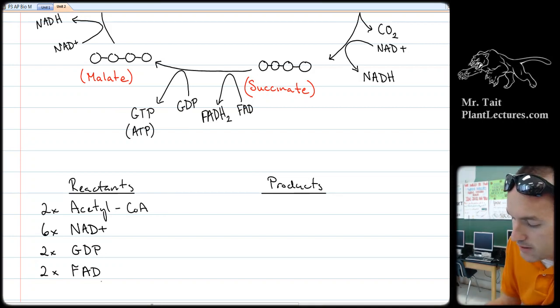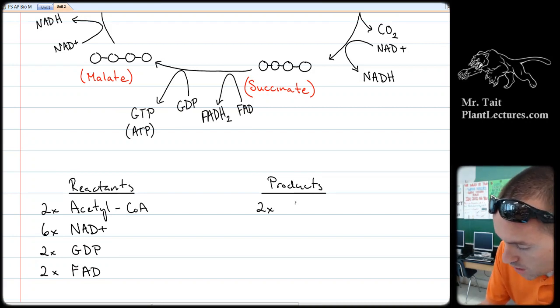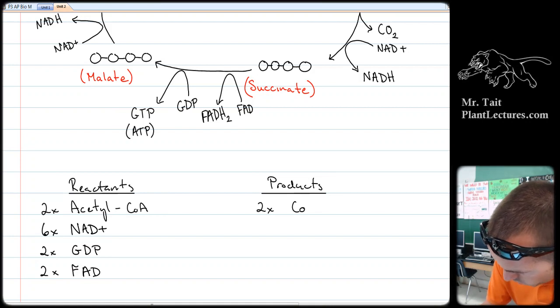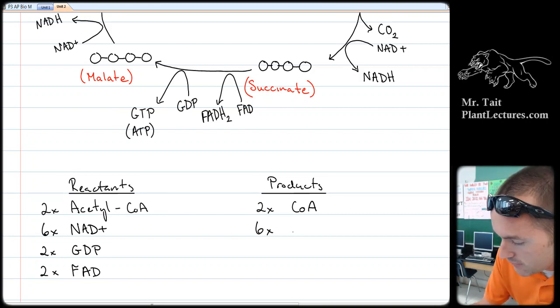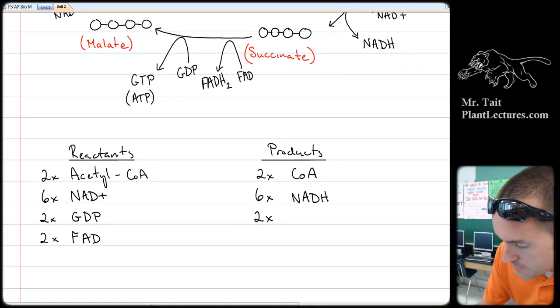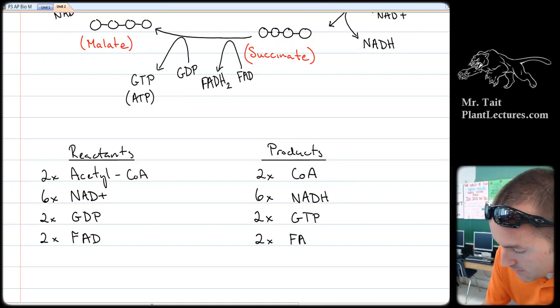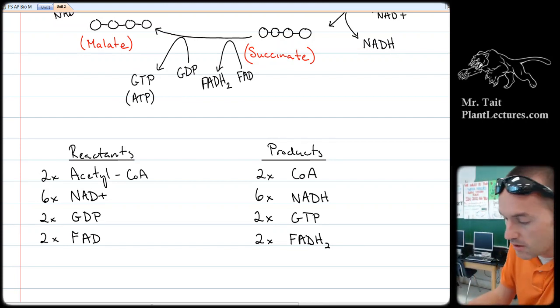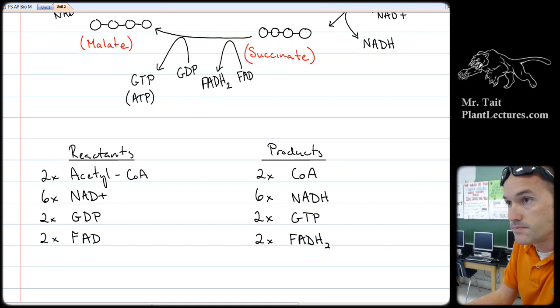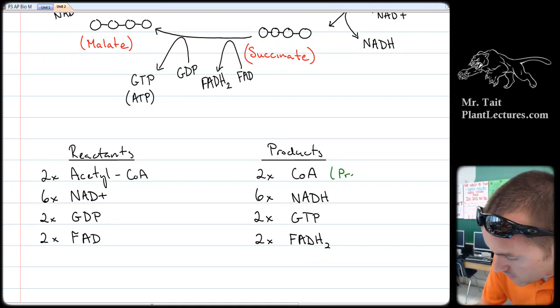The acetyl-coenzyme A's get their acetyl group removed from them and become 2 CoAs, coenzyme A. The 6 NAD pluses gain 2 high energy electrons each to become NADH. The two GDPs become GTPs, which we can think of like ATP, right? And the two FADs become FADH2s. All right, so just like we have been doing here, where are the coenzyme A's going to go? Back to the prep steps where they're used.